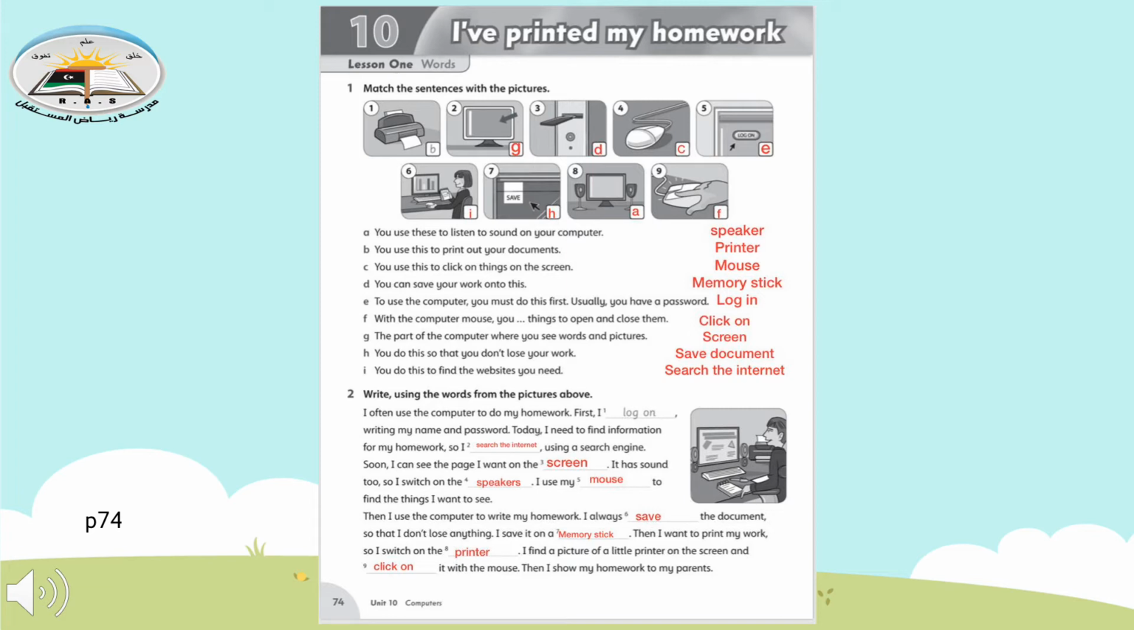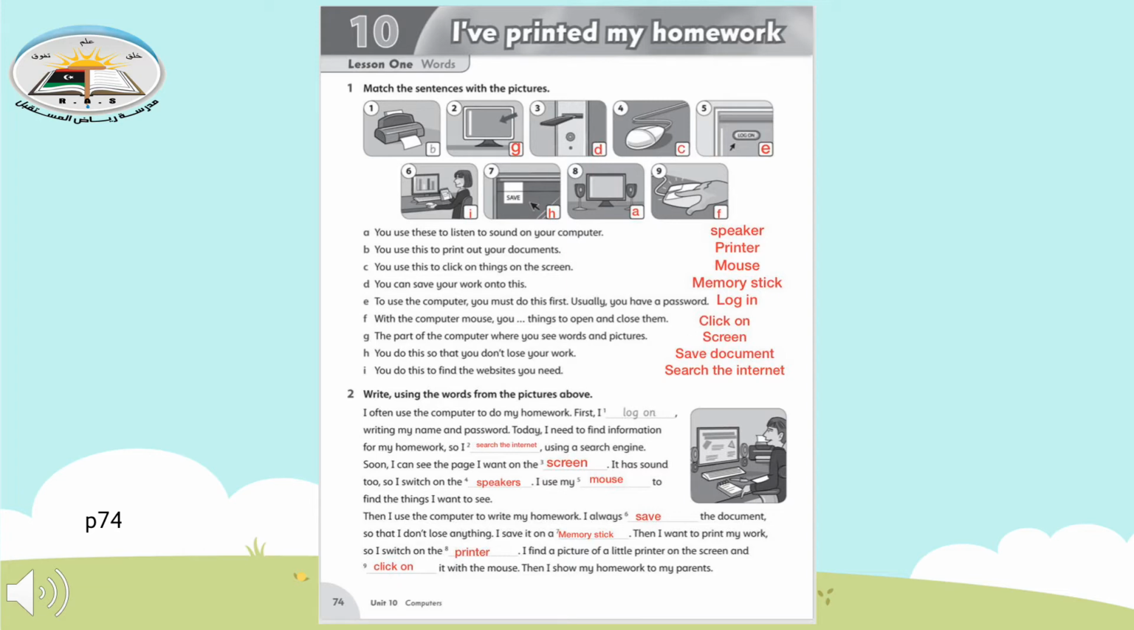Then we have F. With the computer mouse, you click on things to open and close them. So click on is picture number 9. Write F next to picture number 9. After that, we have G, the part of the computer where you see words and pictures. G matches picture number 2. The word is screen. So write G next to picture number 2.